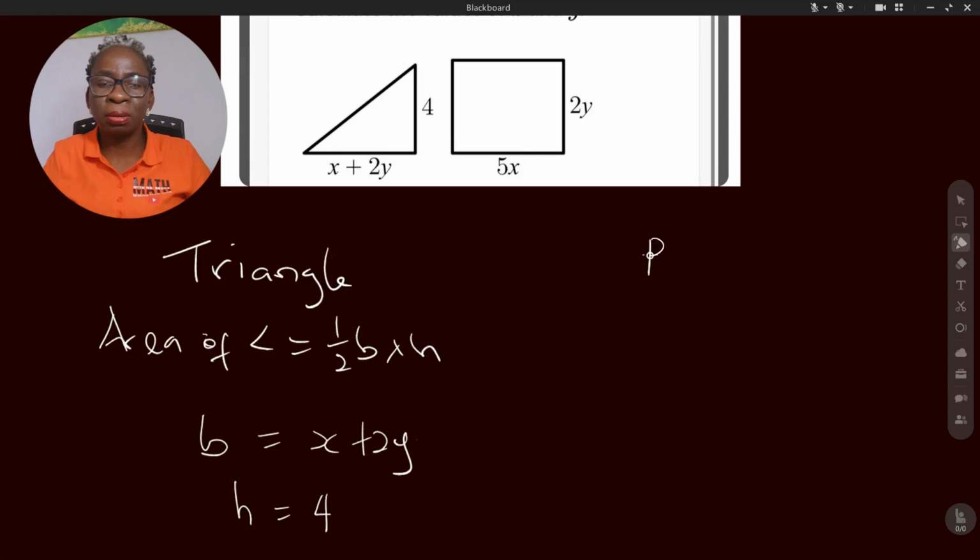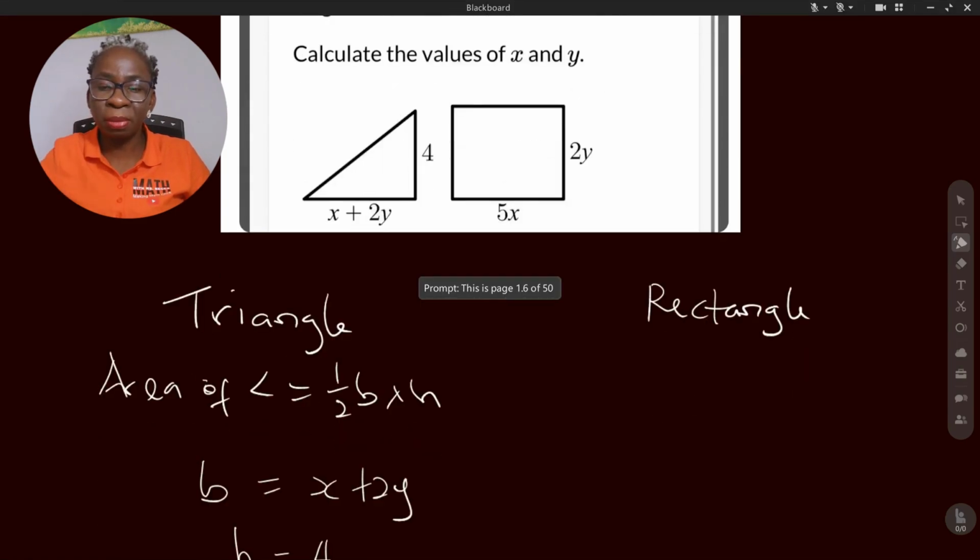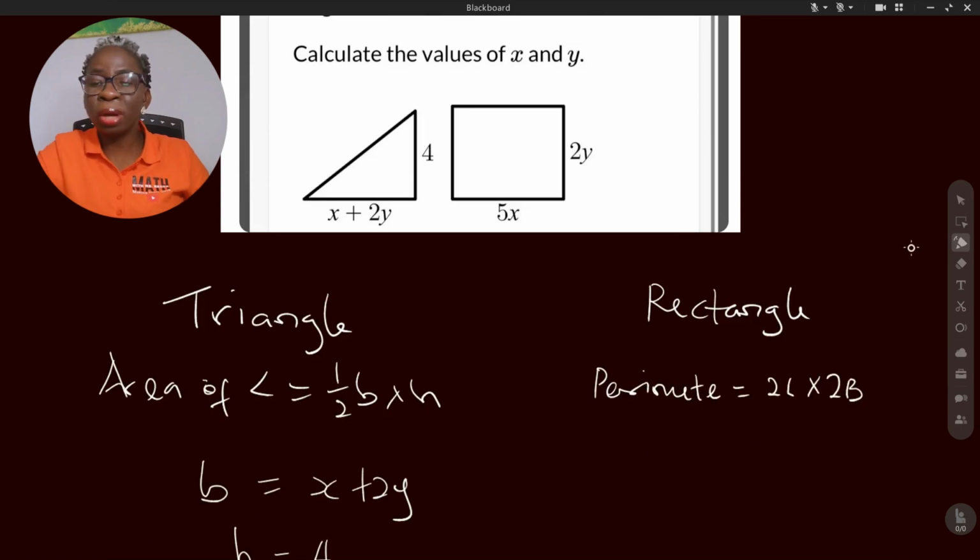Now for the rectangle. The rectangle has length 5x and 2y and a perimeter of 52 centimeter. What is the perimeter of a rectangle? The perimeter of a rectangle is 2L plus 2B. That is the perimeter of a rectangle, 2L plus 2B. And we're given the length to be 5x and the breadth to be 2y.